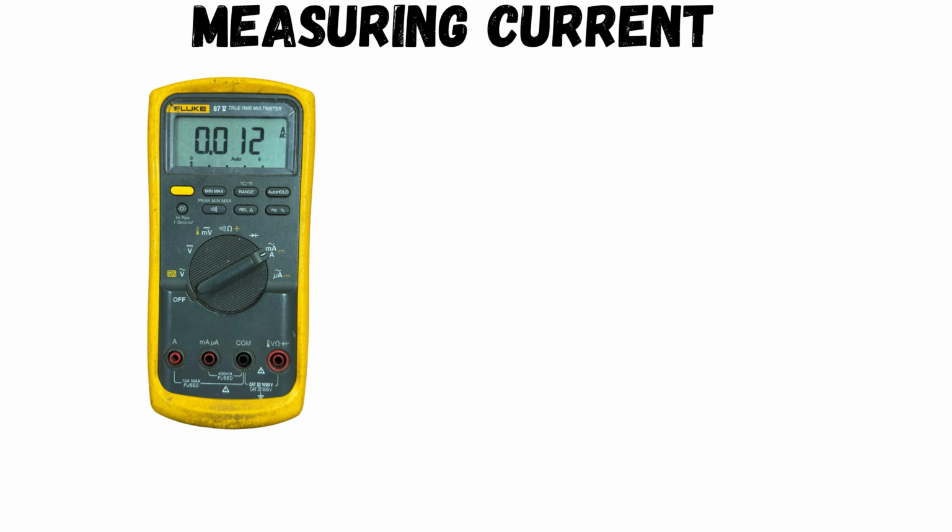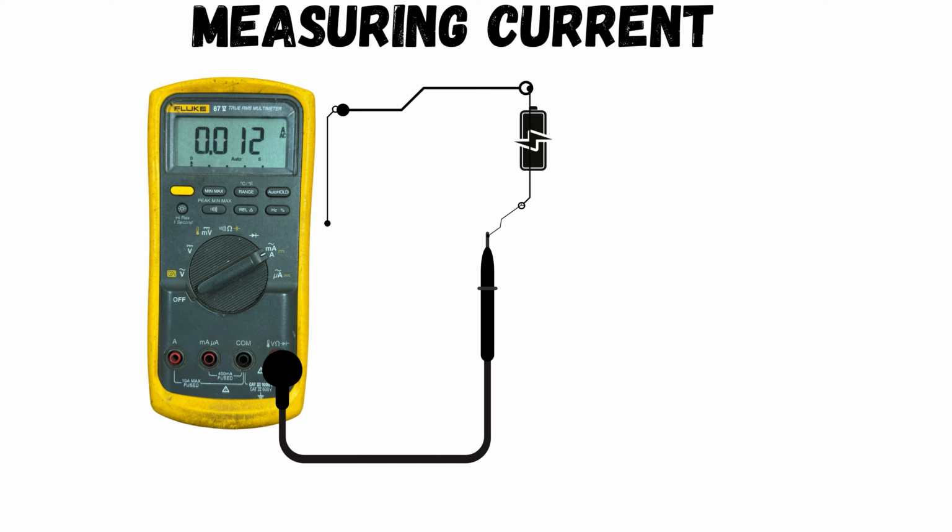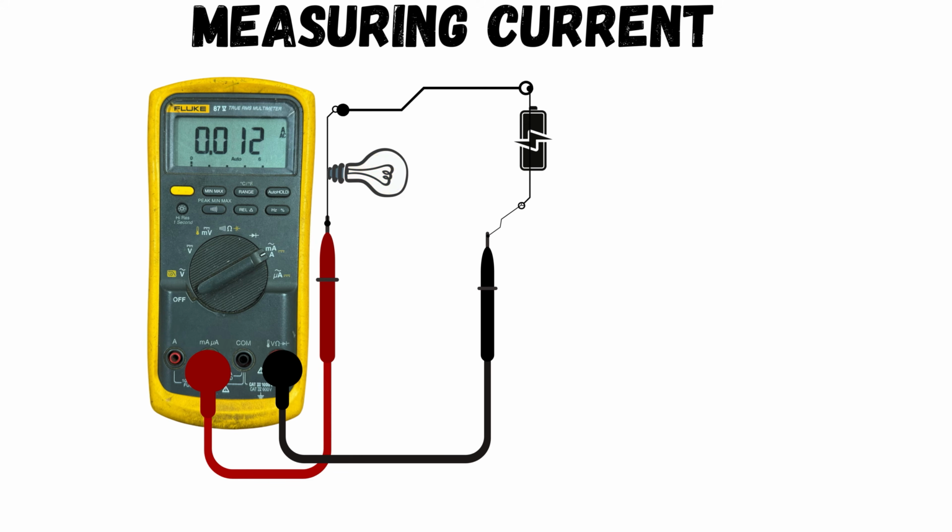Measuring current. 1. Change the dial, set the multimeter to the current setting. 2. Reposition probes. For current measurement, you need to break the circuit. Connect the probes in series with the circuit. 3. Measure, turn on the circuit and read the current value from the display.